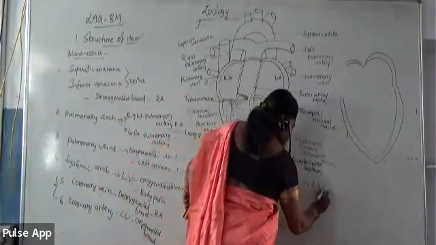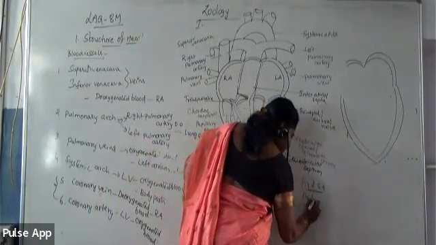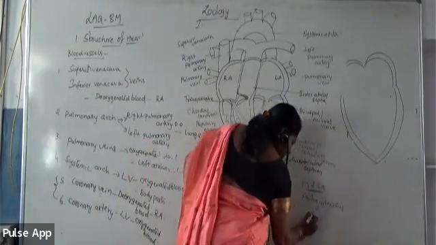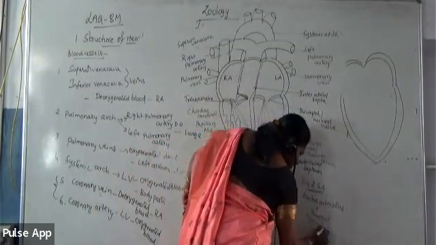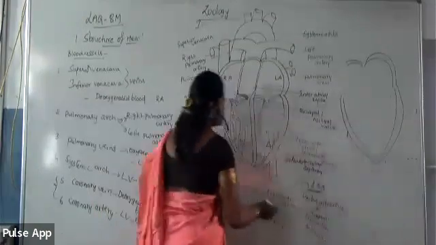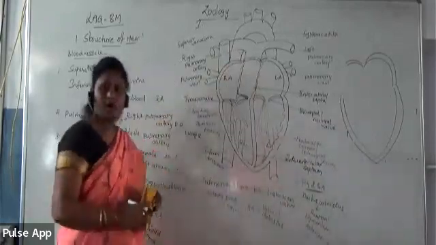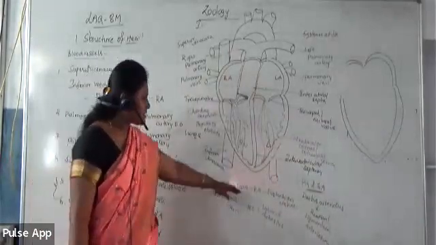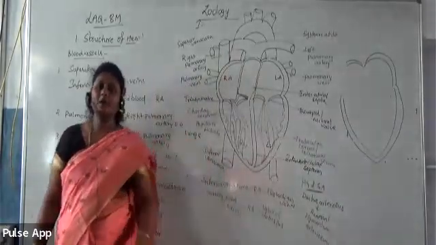Pulmonary arch and systemic arch both are connected by means of ductus arteriosus, where the remnant of it is ligamentum arteriosum. Ligamentum arteriosum. So that means both the pulmonary arch and the systemic arch are connected by means of ductus arteriosus during embryonic stage. And after the birth, the ductus arteriosus is present as a remnant called as ligamentum arteriosum.